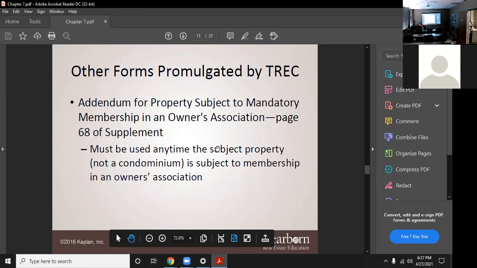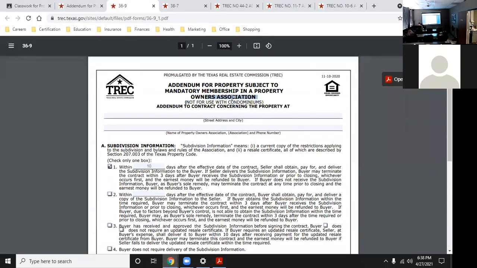Also, anytime a subject property, not a condominium, is subject to mandatory membership in an owners association. Condos are never going to be part of an owner's association. You might have condominium fees or dues because you own common areas and you pay for the lobby and help restore your tennis courts or whatever you have in your condominium. But that is not an owner's association. That is not part of a homeowner's association. Even on the form, it says right here, not for use of condominiums. So just keep that in mind too.